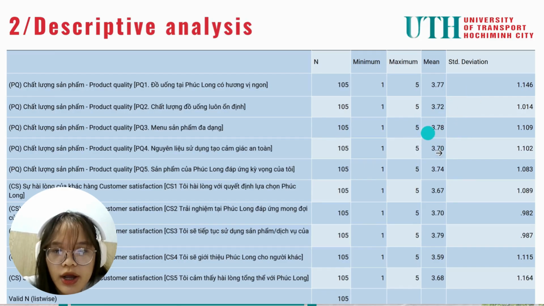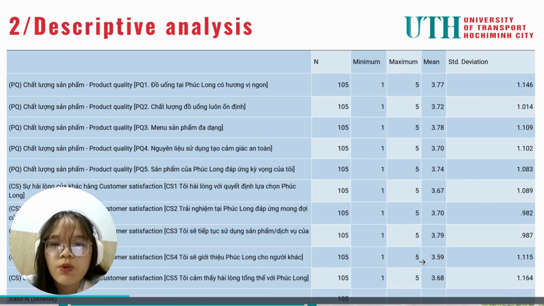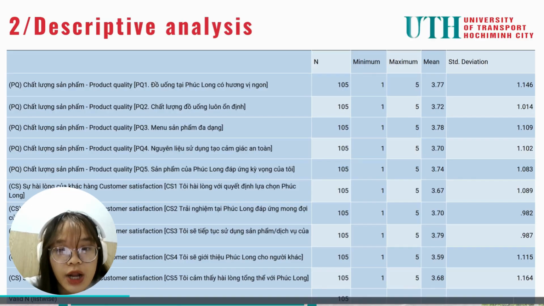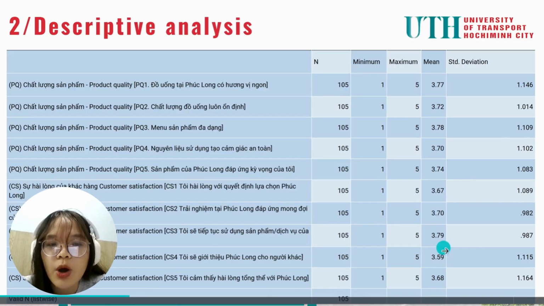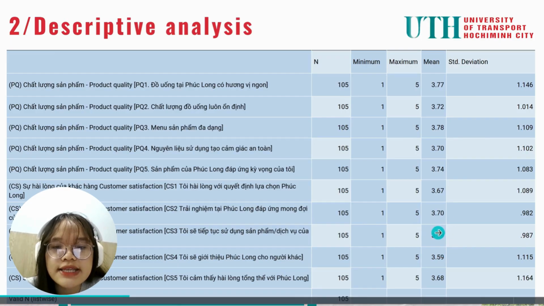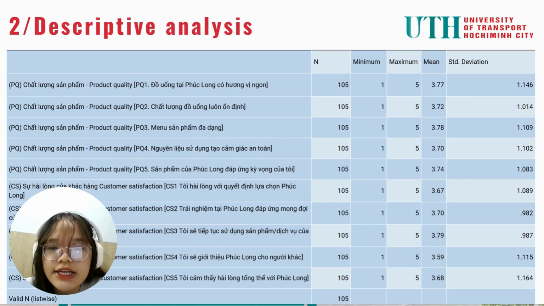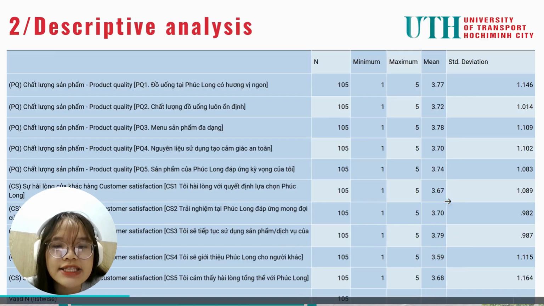Moving on to product quality, the means range from 3.7 to 3.78. PQ3, which measures menu variety, received the highest mean of 3.78. PQ4, relating to the customers' perception of ingredient safety, received the lowest mean of this group at 3.7. For customer satisfaction, CS3, which represents the customer's intention to continue using Footlong, received the highest mean of 3.79. However, CS4, measuring the intention to recommend Footlong to other people, received the lowest mean of 3.59.